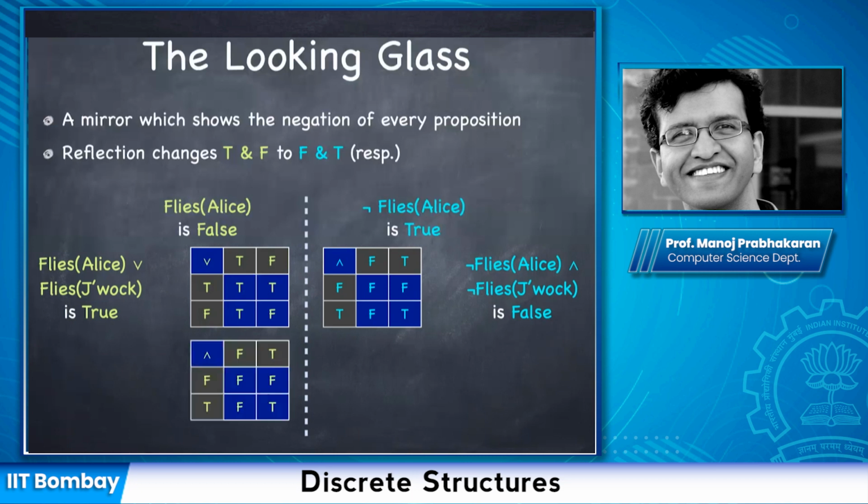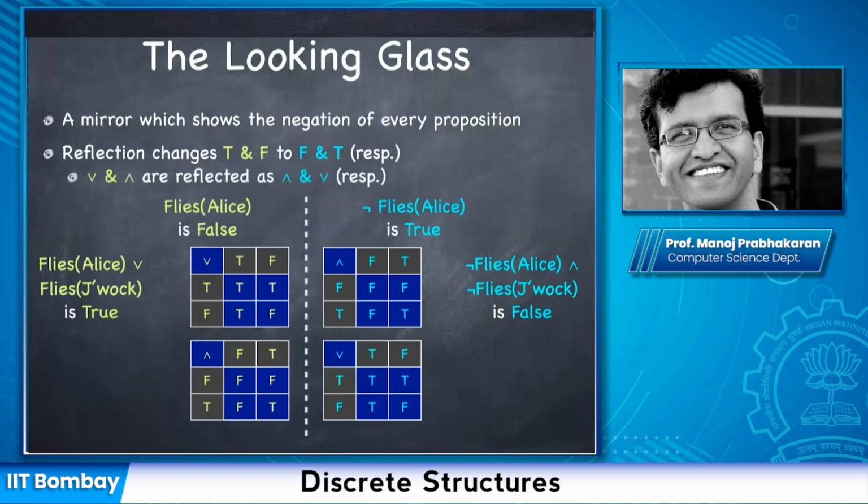Okay, so we can do the same thing with the AND operator. We can start with the AND operator and reflect it, and what we want is the operator in which all the trues and falses are swapped. This operator corresponds to OR, because it's false only when both inputs are false, and otherwise it's true. So basically this means that in our mirror, OR and AND need to be reflected as each other.